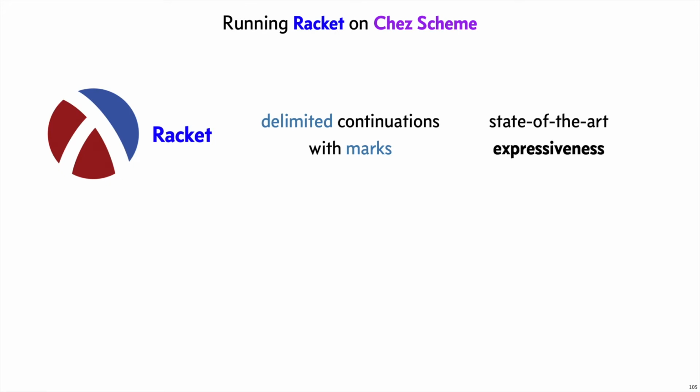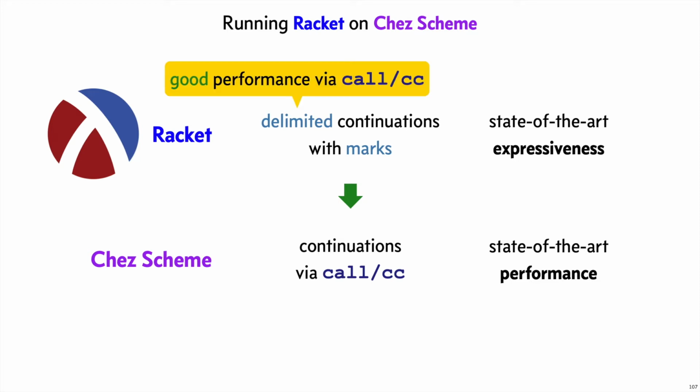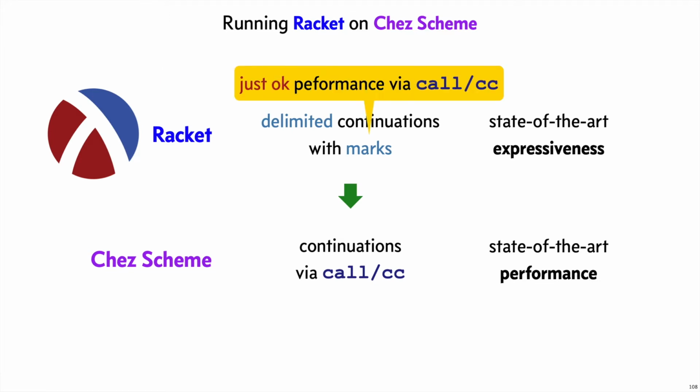It's because we've been porting Racket to run on top of Chez. Racket is state-of-the-art in its language building expressiveness, with delimited continuations, continuation marks, and so on. Chez, meanwhile, provides state-of-the-art performance, whether for straight-line code, function calls, or first-class continuations. But it just provides call/cc. Now, Chez Scheme's efficient call/cc implementation is a great basis for implementing most of Racket's delimited continuations API. And it can also implement continuation marks. The performance there is just okay.